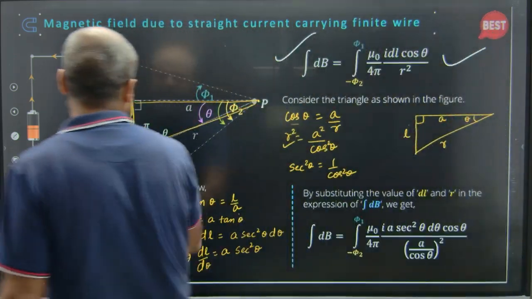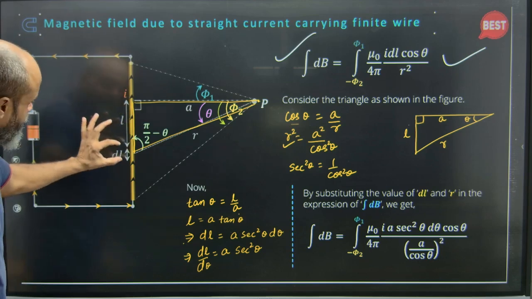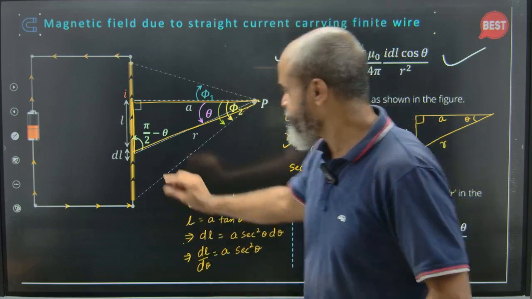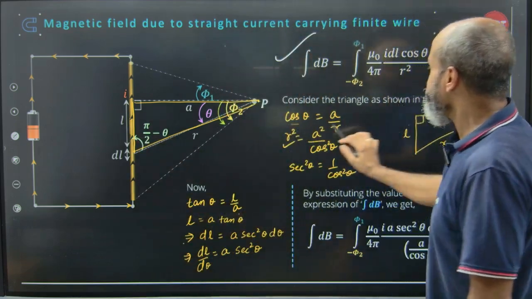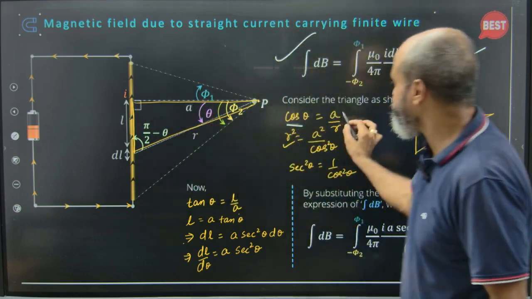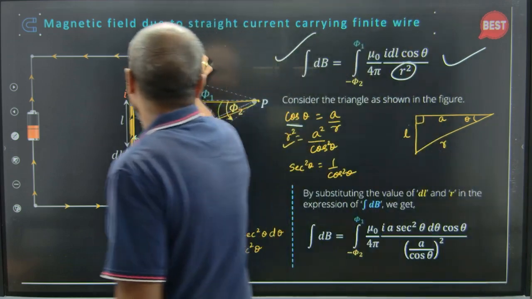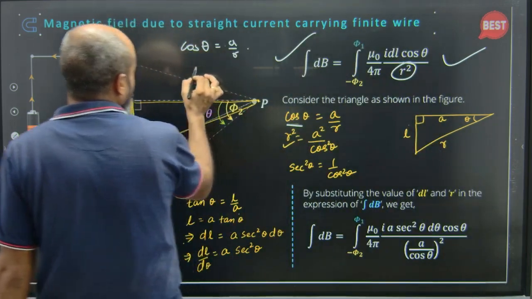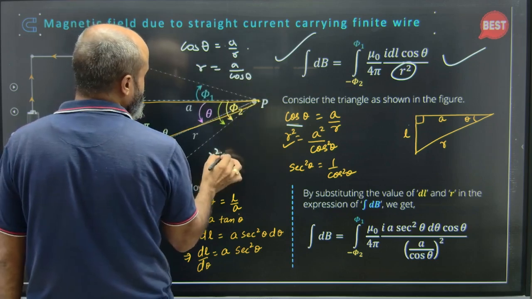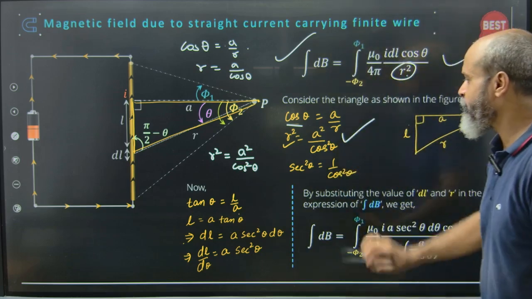Now let's say this is a simpler diagram. This angle is theta. Obviously this distance is a. This distance is L. The length of this infinitesimal current element that we have taken is dl. Now we can say that cos theta, look at this triangle, is base upon hypotenuse, that is a by r. So cos theta is equal to a by r. So r will be equal to a by cos theta. If we square both sides, r square will be equal to a square by cos square theta.